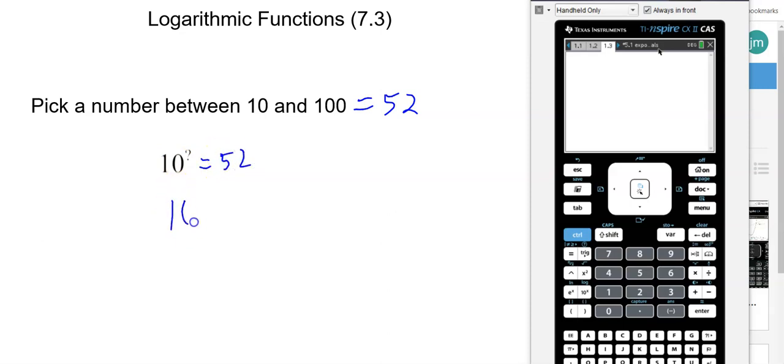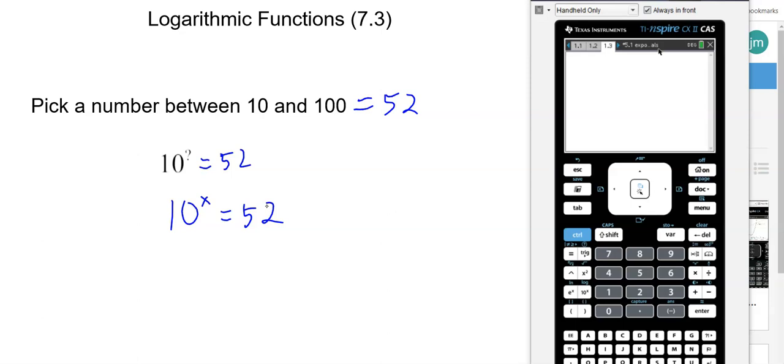In other words, algebraically, we're doing 10 to the x power is equal to 52. And we don't know how to use algebra to do this yet. So in fact, it's technically not even called algebra. We'll eventually use logarithms to do this, but let's just guess and check it. So we do know how to guess and check.